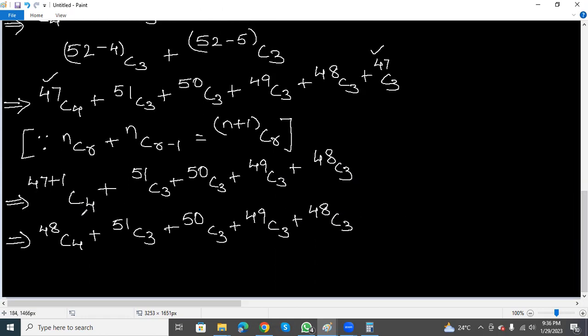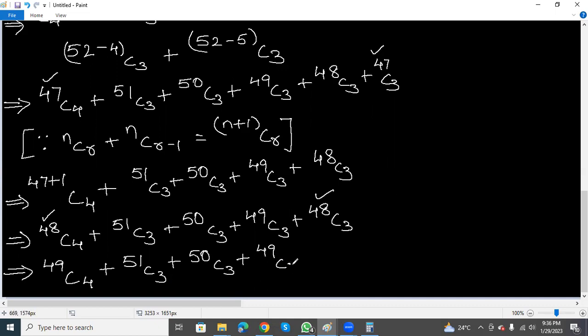Now see again, compare this again. Here 48C4 and 48C3: the r values are consecutive, 4 and 3, and the n value is the same. So we can write this as 48 plus 1, that means 49C4. The rest of the things are the same: 51C3, 50C3, 49C3.